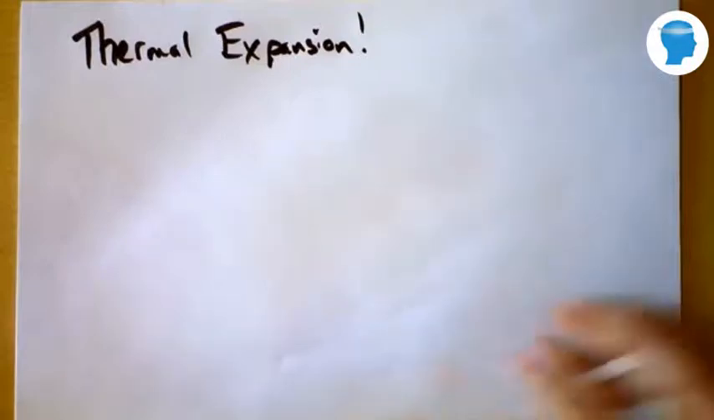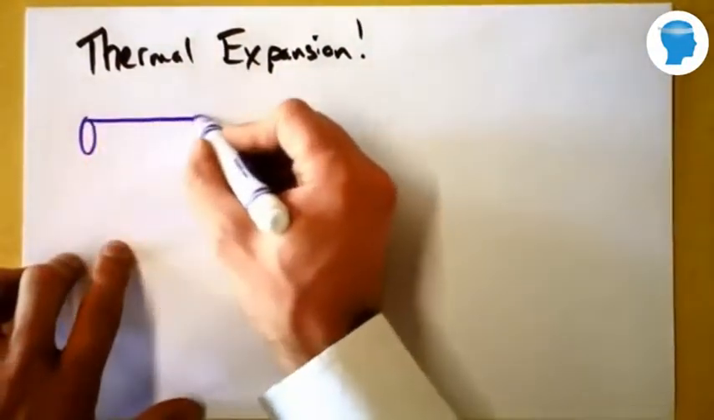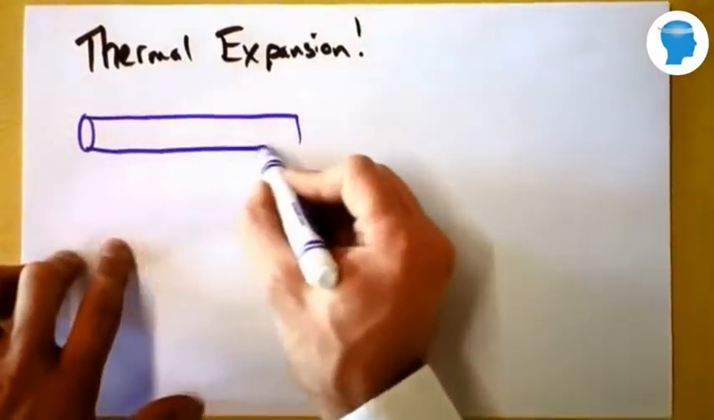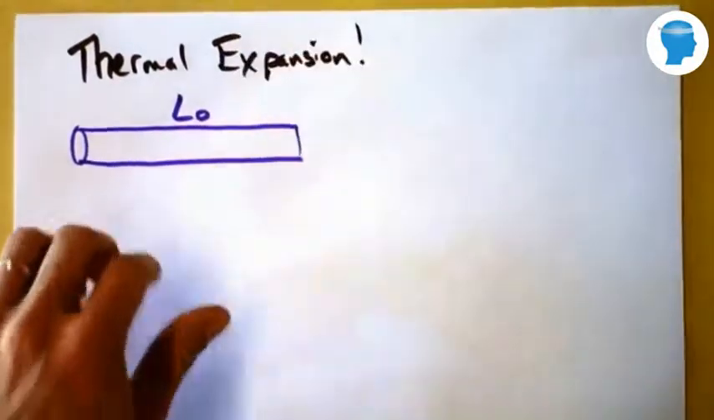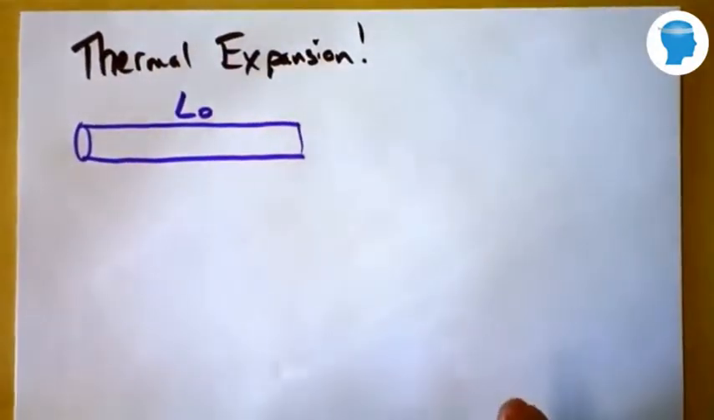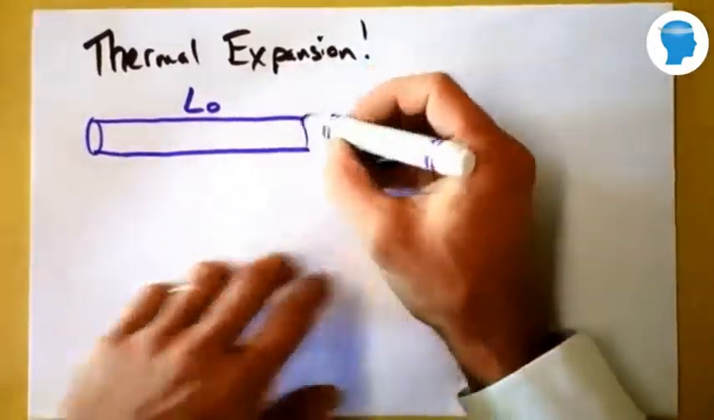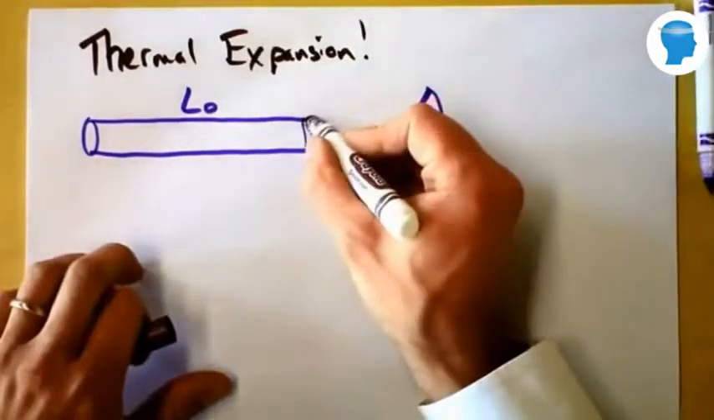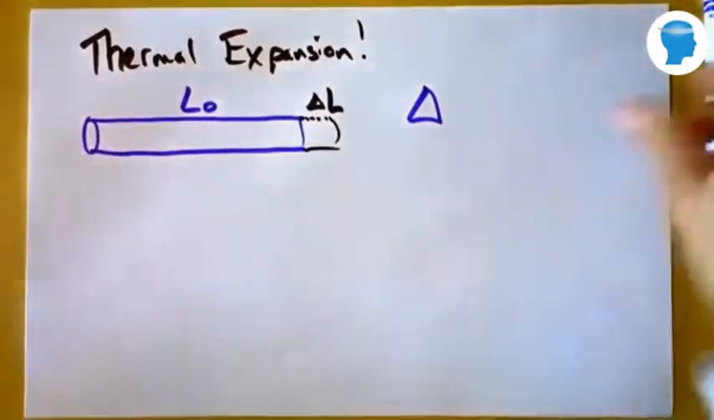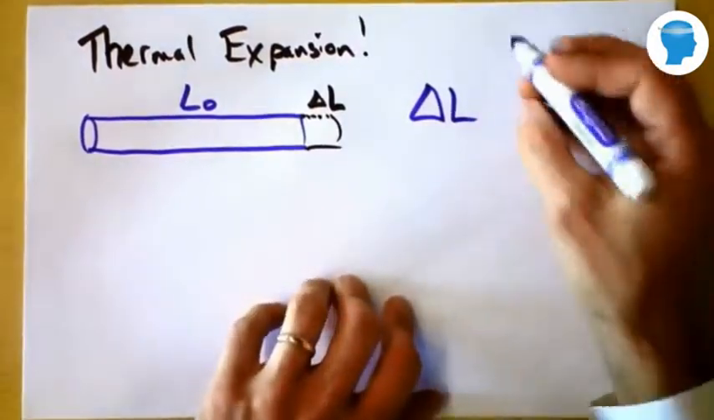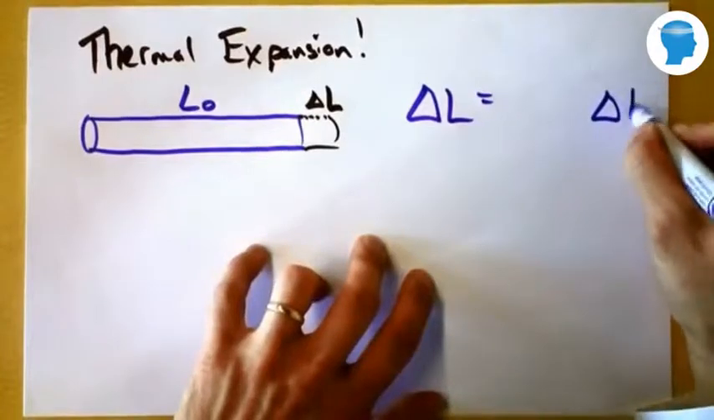You take some stick of metal or something, and let's say that it starts out this long. It's a solid stick of metal, and I want to heat it up, and so I do. I'm going to say that the change in length, that's this right here, depends on some stuff. Change in length is going to depend on the change in temperature. That's the first thing that I learned.